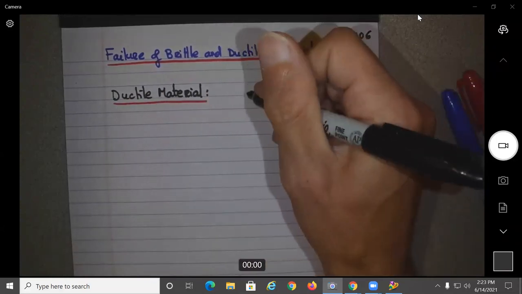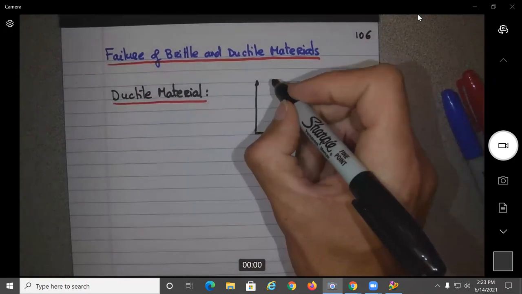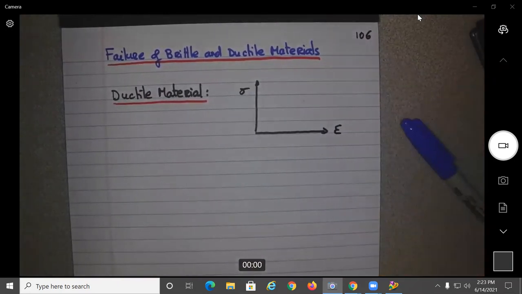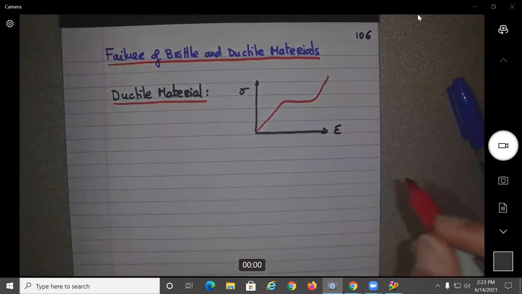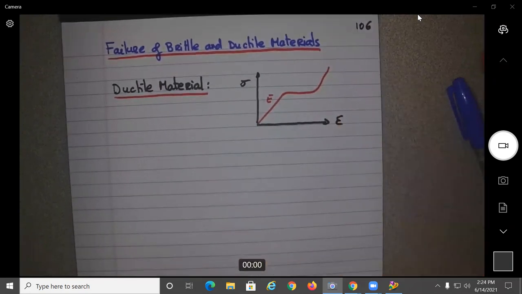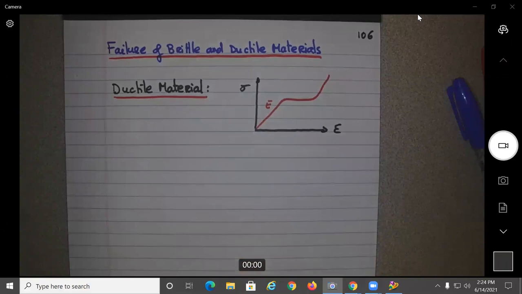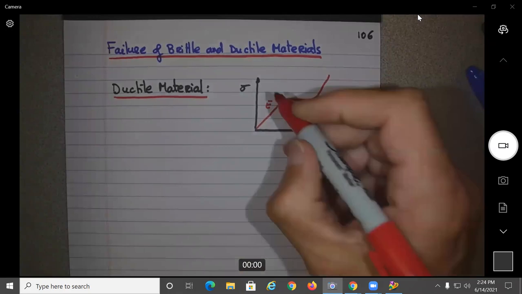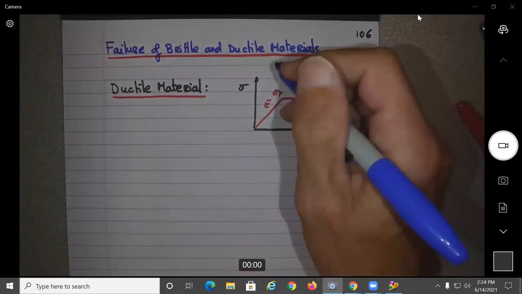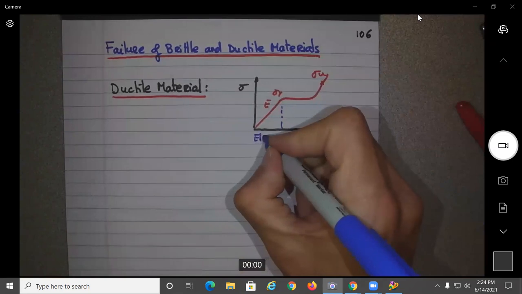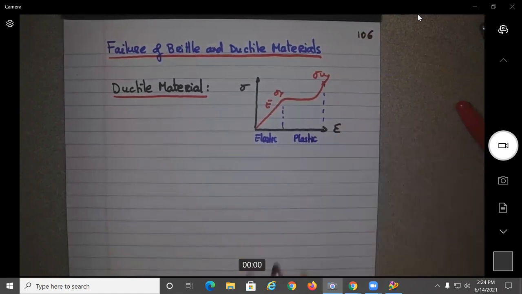So ductile material means what? Is that the element is going to follow this line over here. So you can go from here to here because the element will go to the yield, then it will deform, and then it will keep deforming until it fails. So you will have a yield value here, and you will have an ultimate value over here. That means that you will have an elastic region, and that you will have a plastic region of deformation.